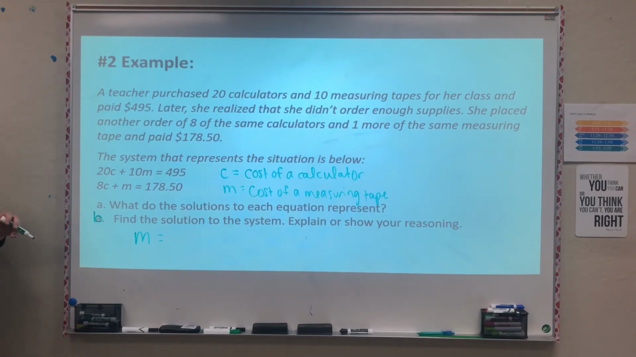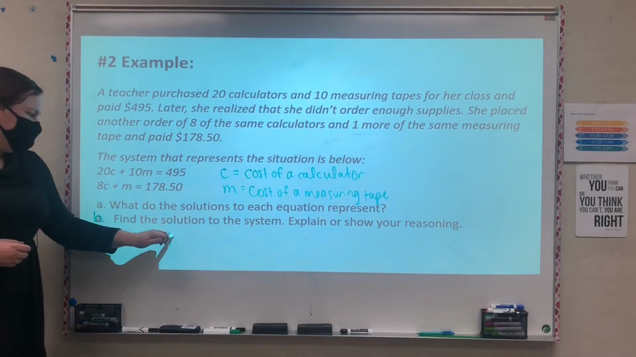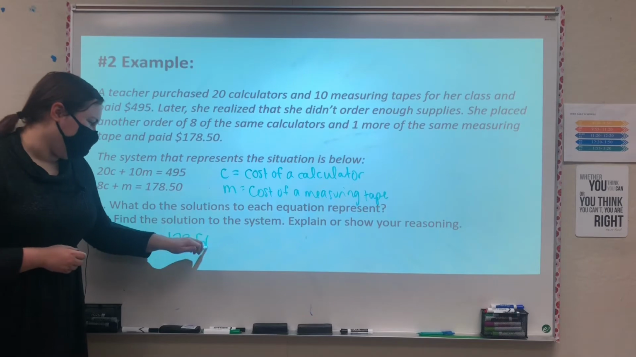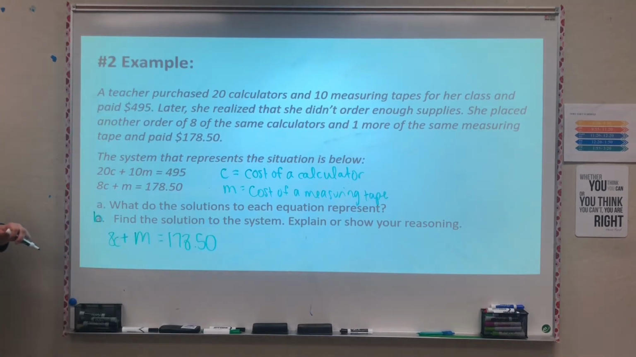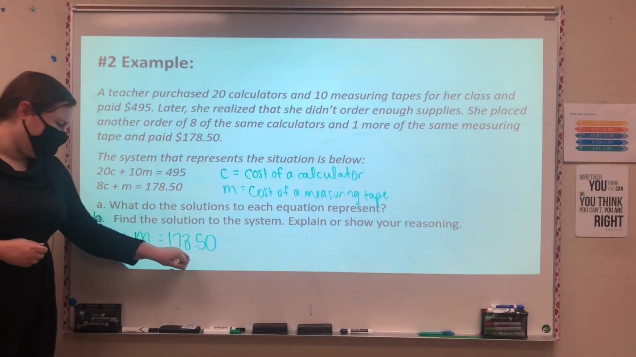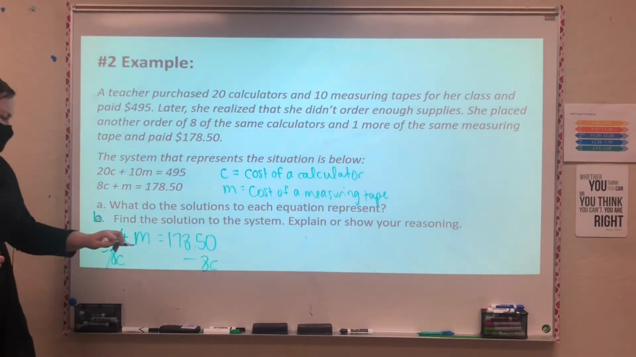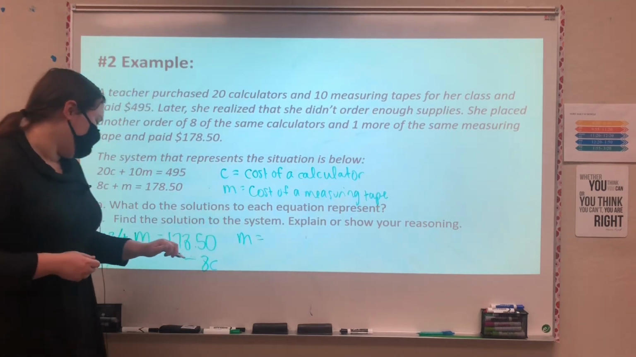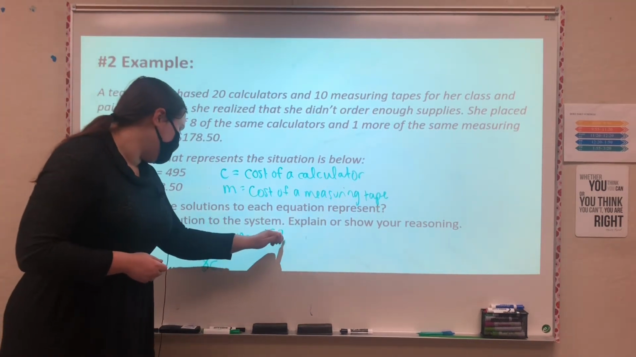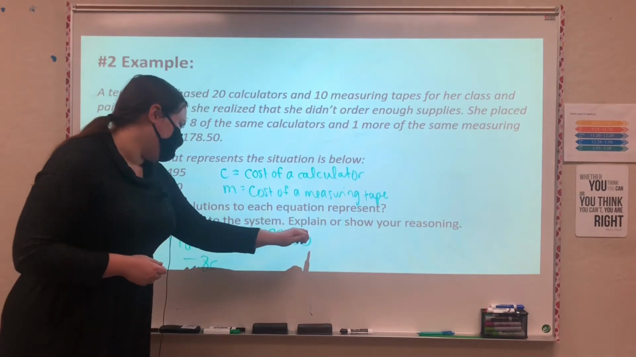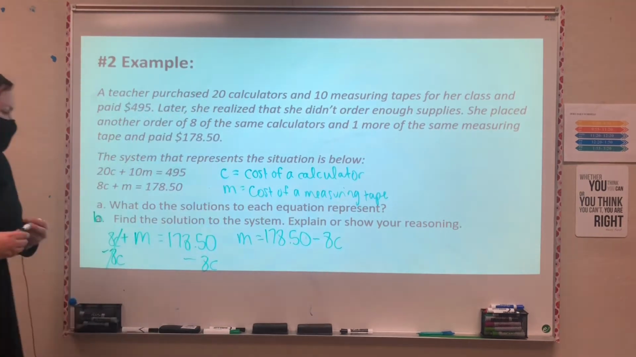Well, m plus 8c equals 178. But I heard you say you want to get m equal to something. So what are we going to have to do to make that happen? Get m by itself, so you'd have to get rid of 8c. So you could subtract 8c. I like how you're mixing up our methods to solve. That first one we used elimination, let's practice some substitution. So minus 8c. Okay, so I've solved for m.